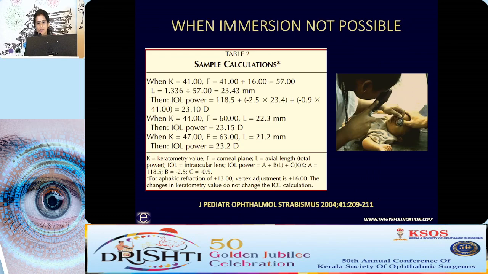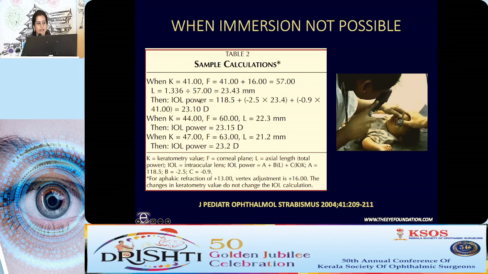So what happens when we cannot do an A scan? We can go with a technique which has been described, that is, do an aphakic refraction. And from the aphakic refraction, we can do a vertex adjustment and calculate the K. From the K reading, we can adjust the focal, from the focal length, we can calculate this.